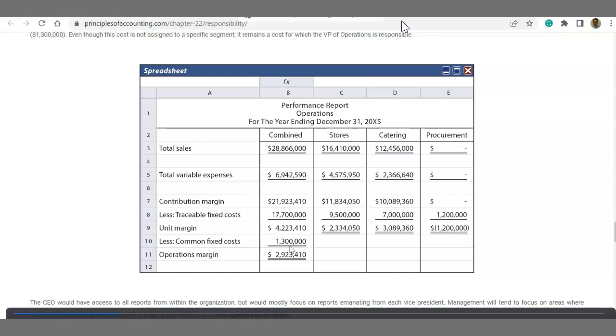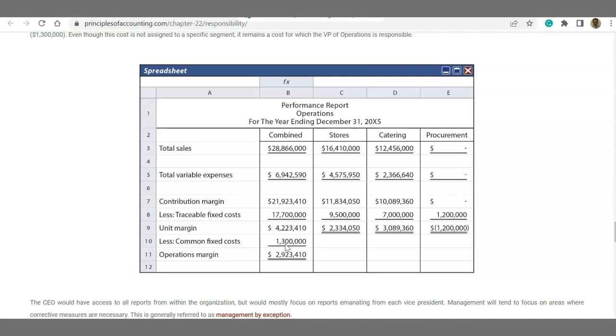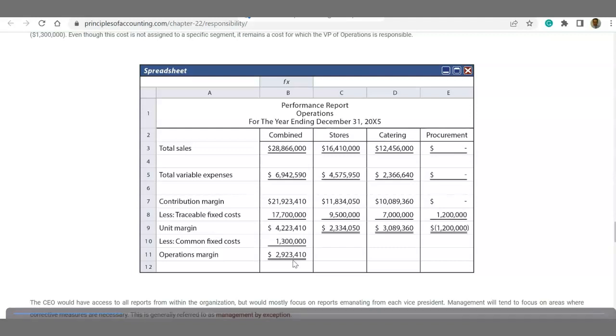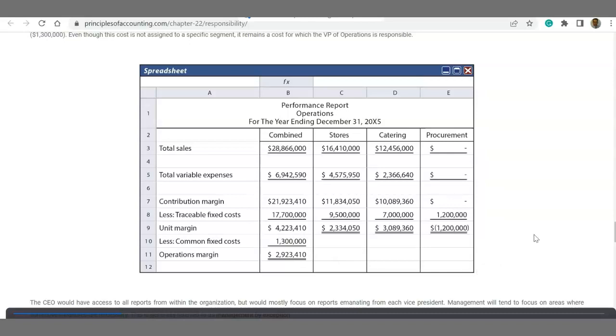These traceable common fixed expenses have nothing to do with stores. You can't trace it there. It has nothing to do with catering. You cannot trace it there. It's something that belongs to the whole business, and you call it common fixed expense. You deduct that at the last moment, and you get a profit margin of 2,923,410.